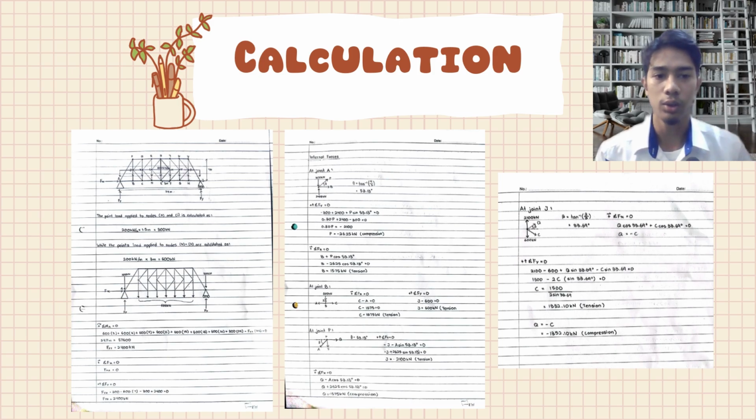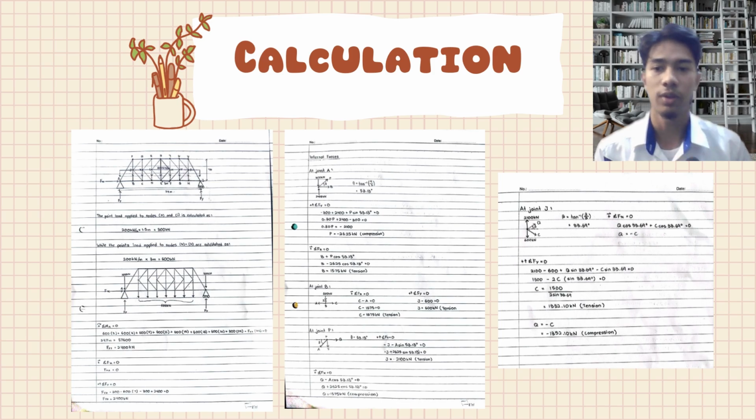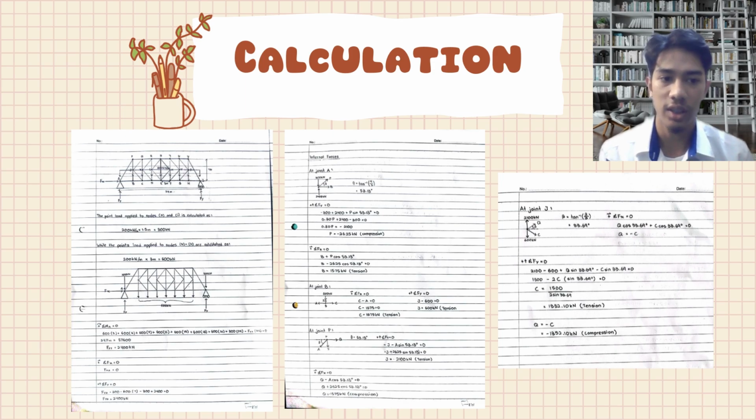Next, we are going to calculate the internal forces. Firstly, at joint A, the angle theta is calculated using the geometry of the truss, giving theta equal to 53.13 degree.